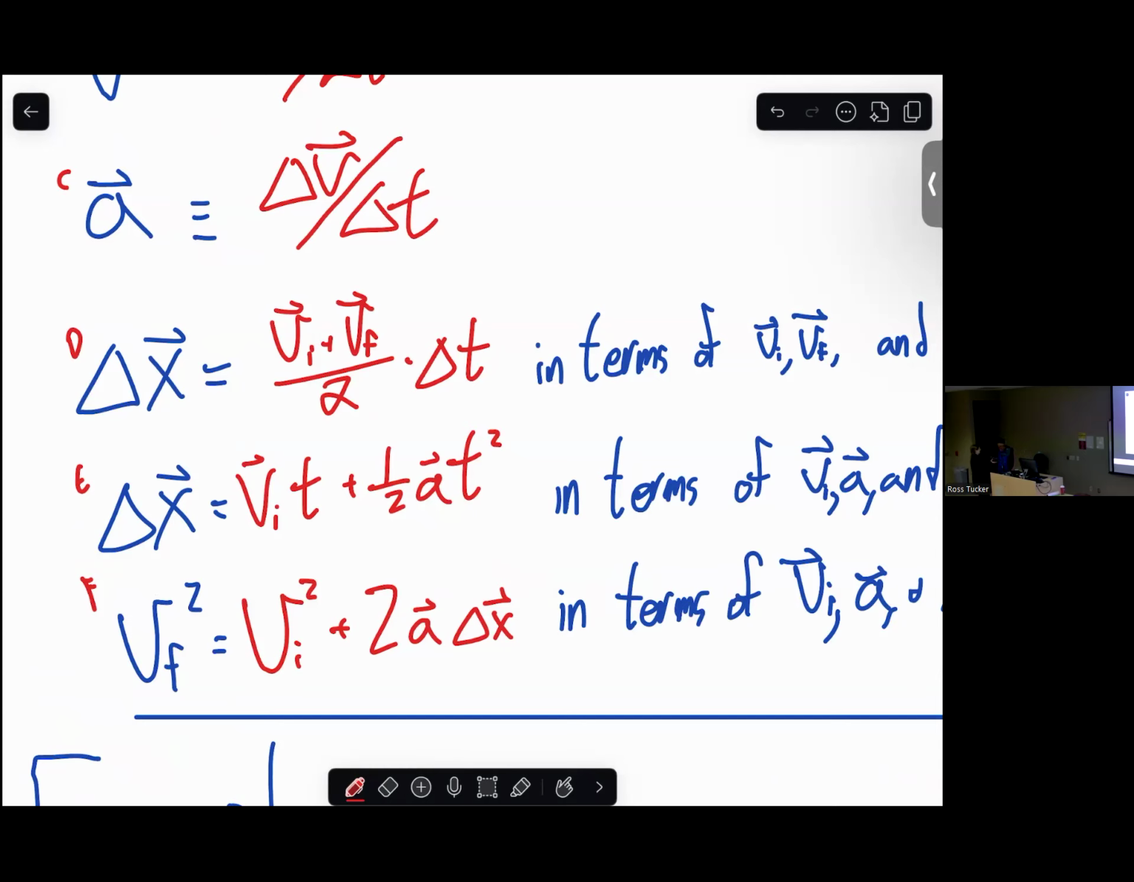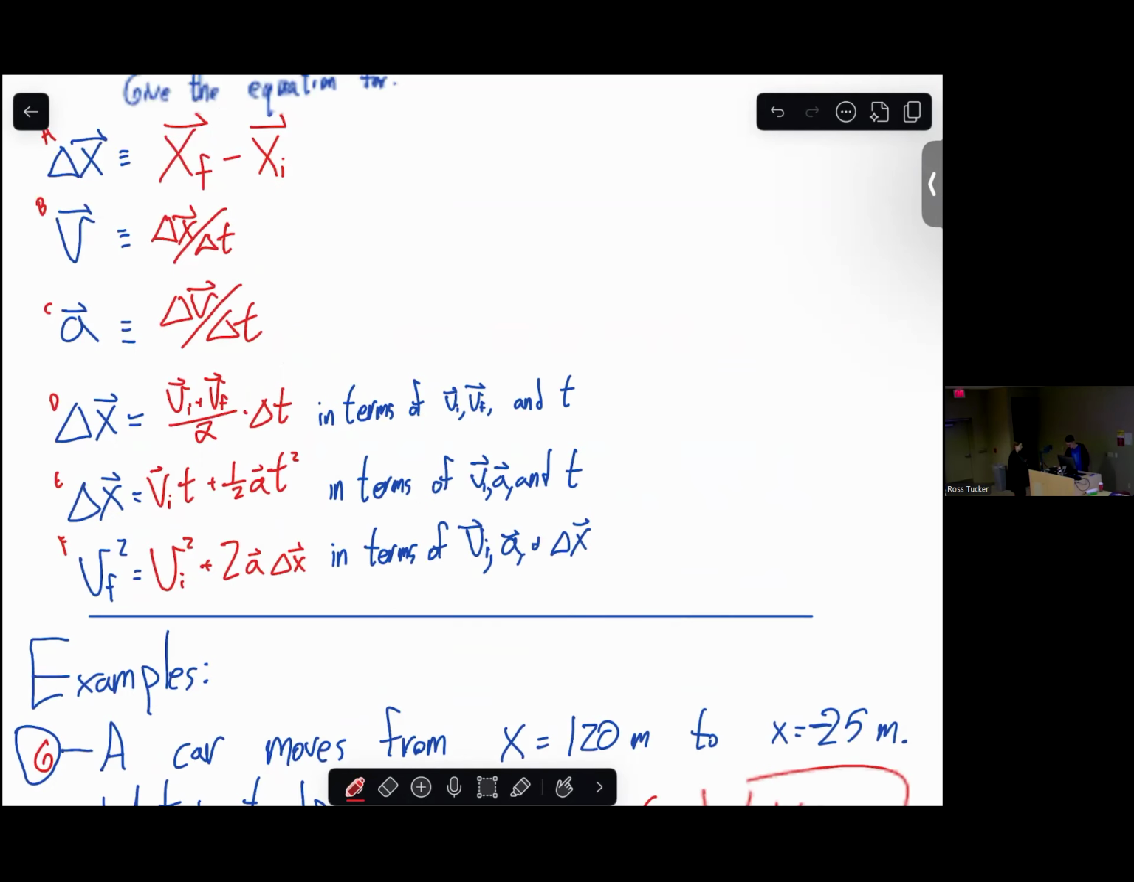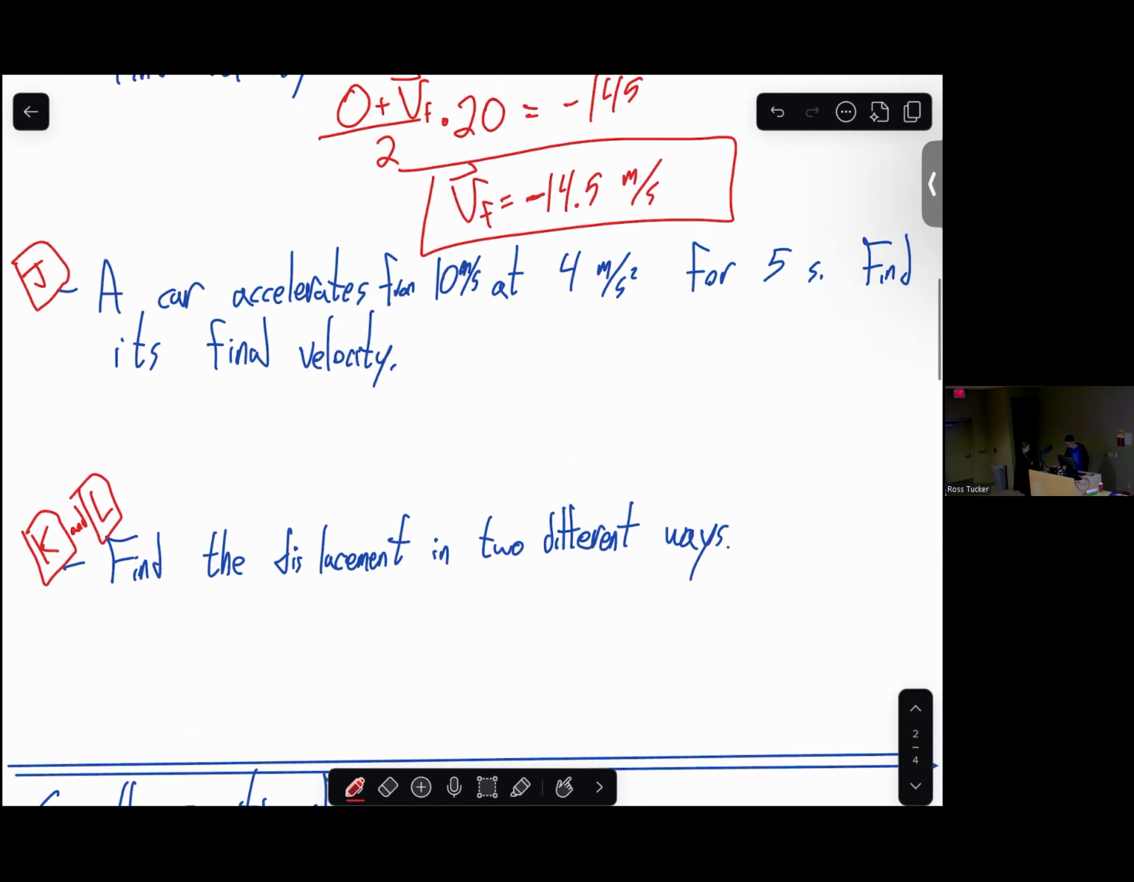J is absolutely correct. K, which V? Okay, specify. Be specific. And L, no, you're missing a V initial. That one won't give you it because I told you an initial V. Didn't I give an initial V? Yeah, there's an initial velocity. So half A T squared alone is not enough.